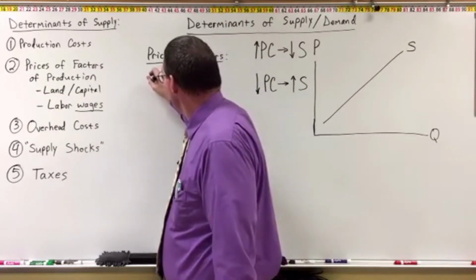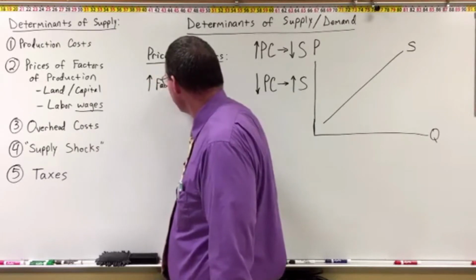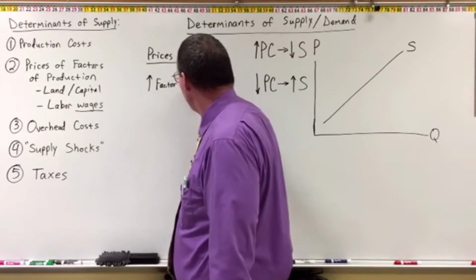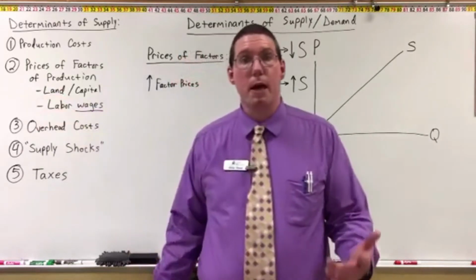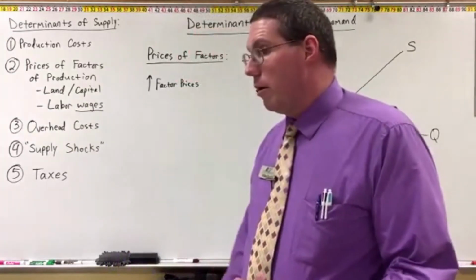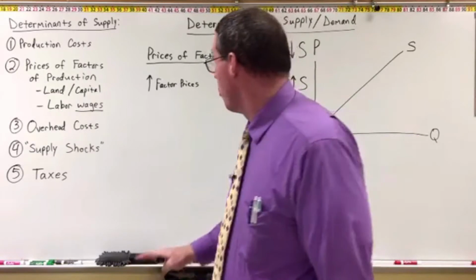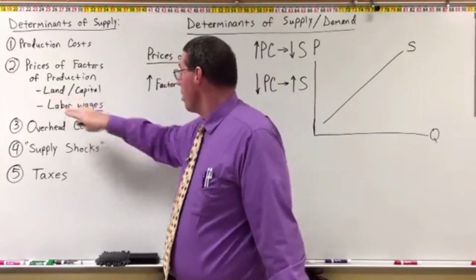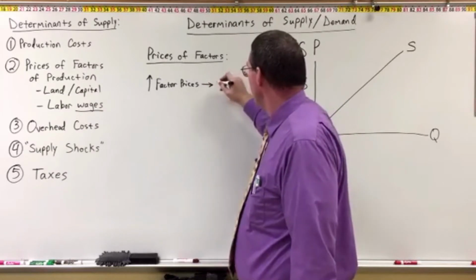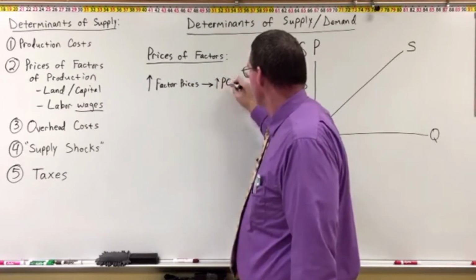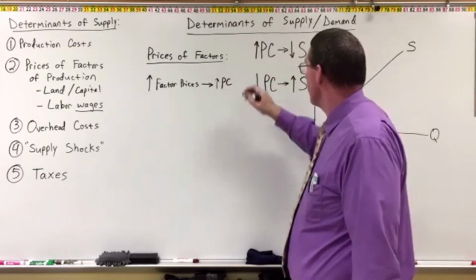So, if we have an increase in factor prices, and it doesn't have to be capital, a factor price could be land, could be our natural resources. Let's say that we are supplied with iron ore, and if the price of iron ore goes up, well, how's that going to affect our production costs? Well, that's going to result in an increase in production costs. And an increase in production costs means a decrease in supply.